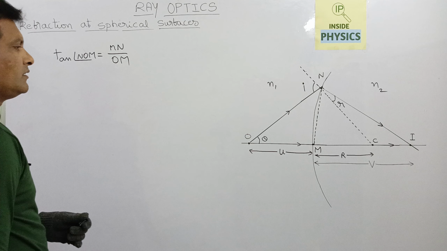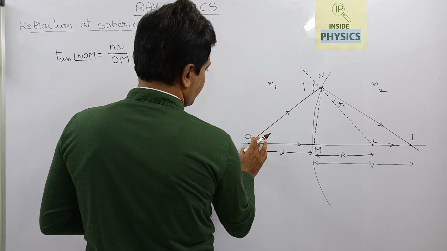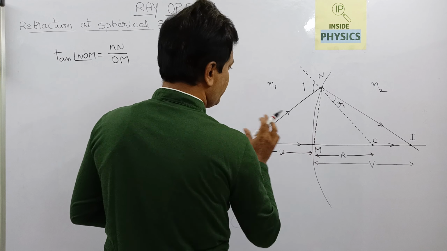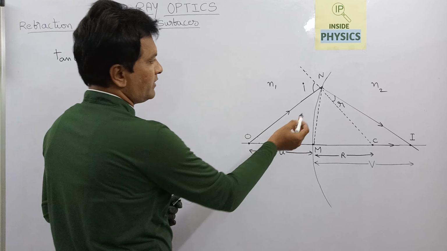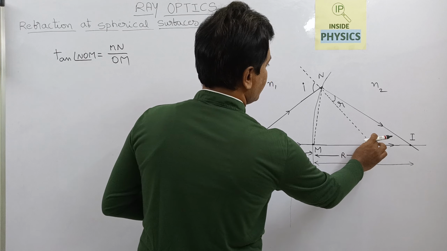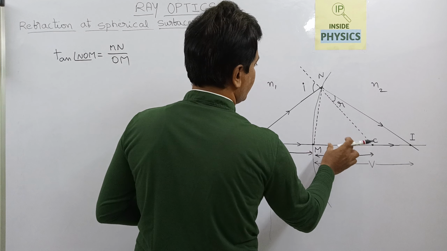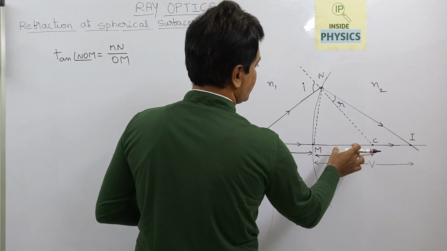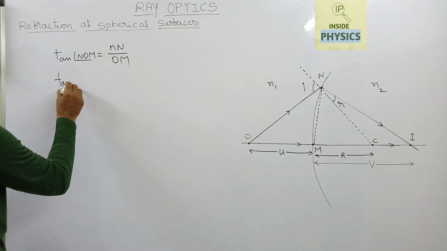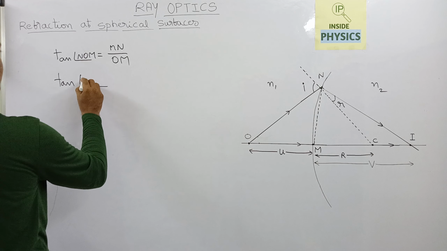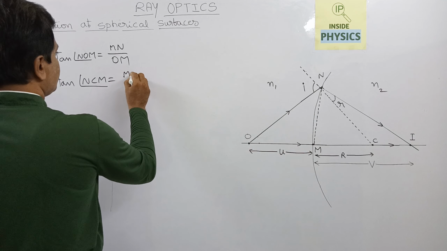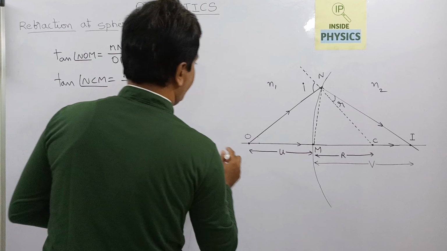that means MN by OM. So if you consider theta in terms of tan theta, tan theta is equal to opposite side by adjacent side. If you observe the triangle NCM, again taking theta here, by tan theta we mean the perpendicular distance, opposite side by adjacent side, we can write tan angle NCM is equal to MN by MC.